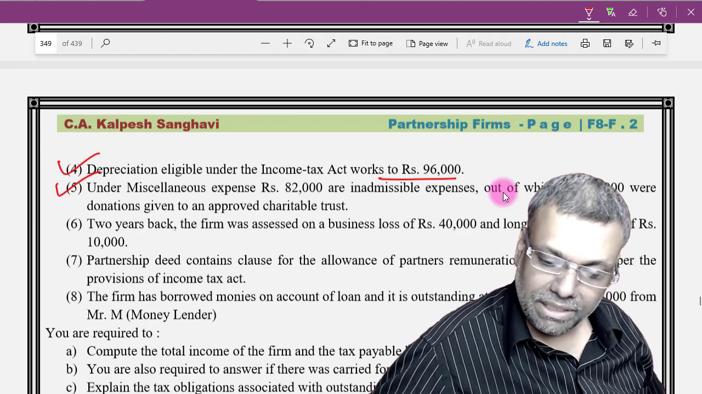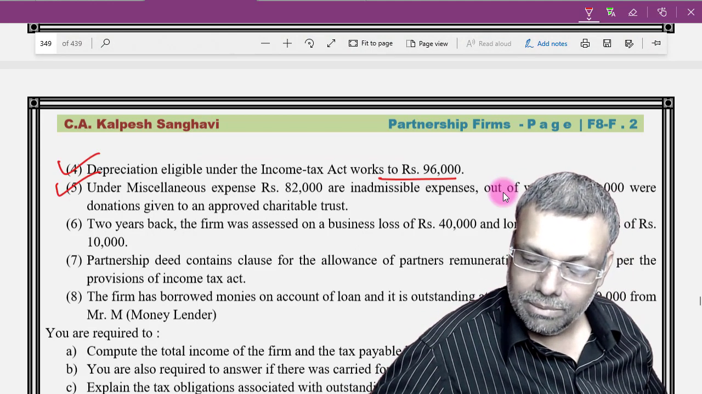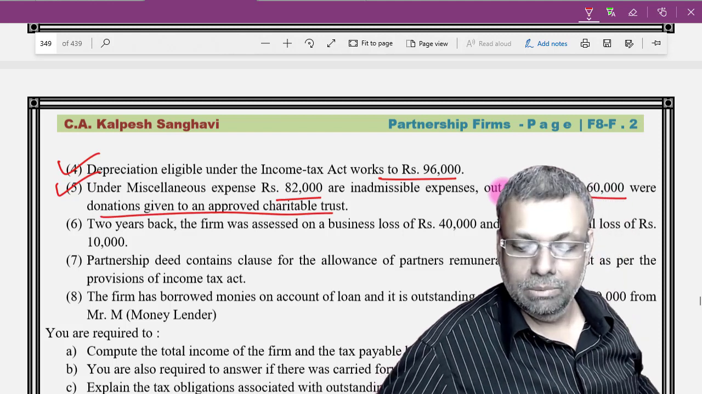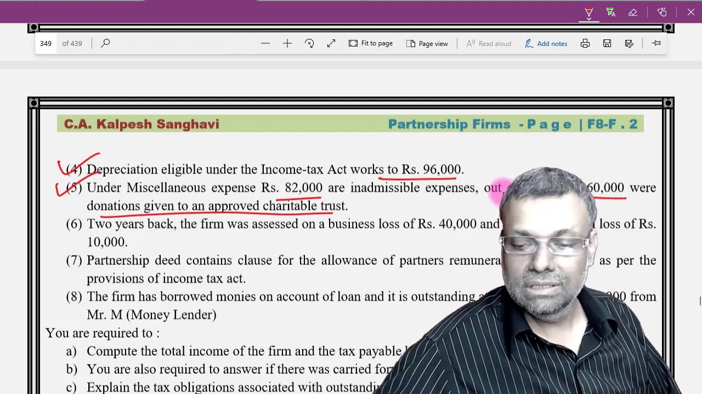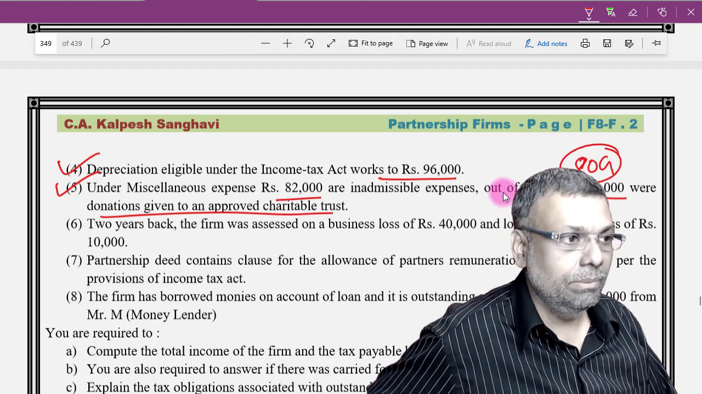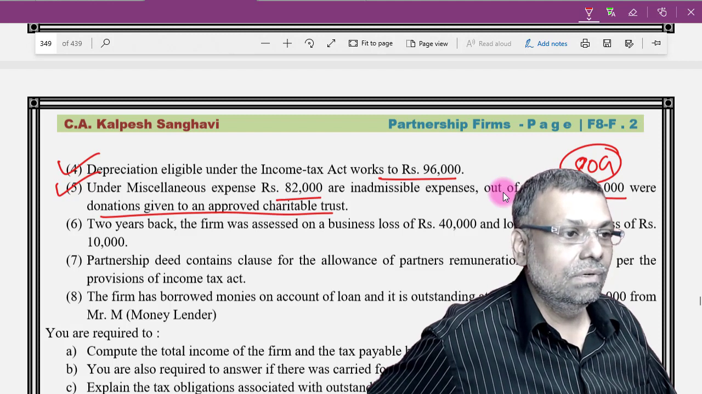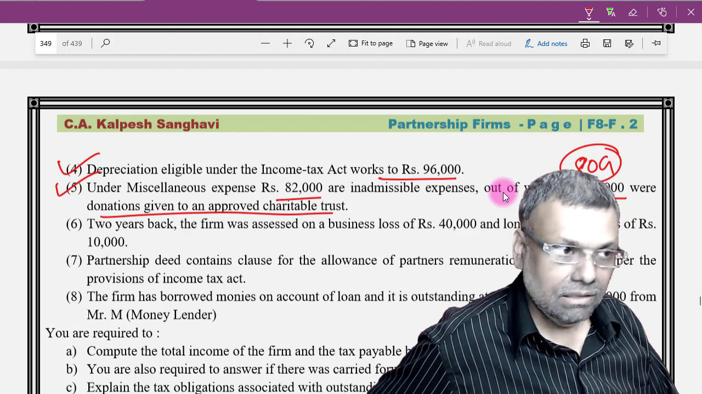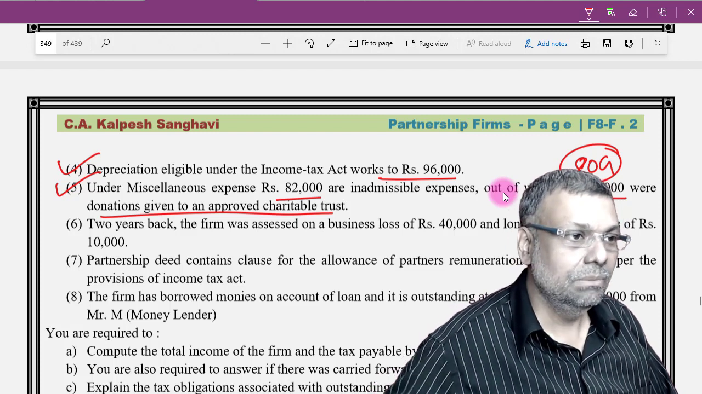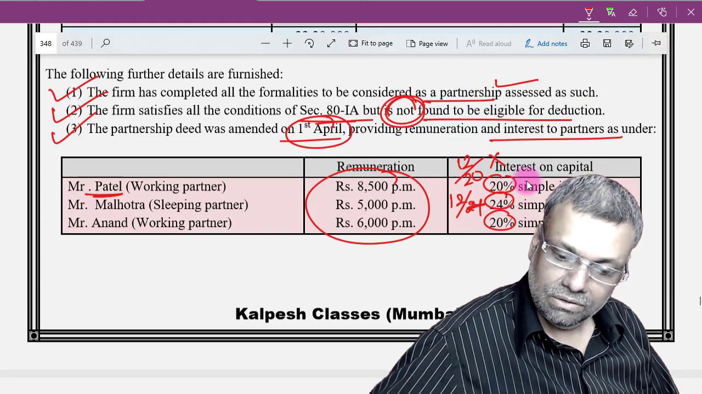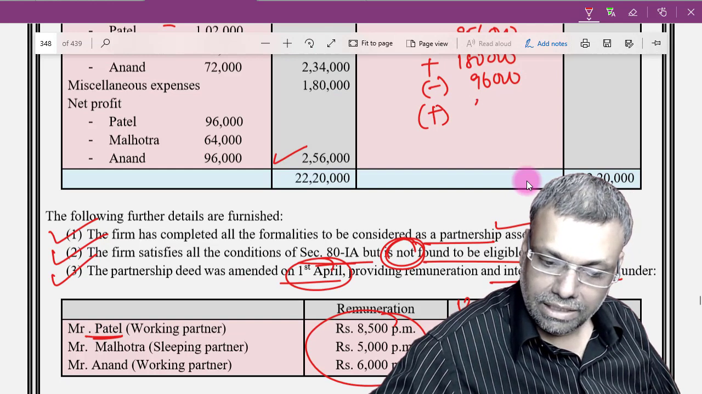Under the miscellaneous expense, 82,000 are inadmissible expenses, not allowable, out of which 60,000 were donations given to the approved charitable trust. For this 60,000 to an approved charitable trust, you will get 80G, so keep it in our back memory, but that is only after deduction under chapter 6A. That will take care, and 82,000 is not admissible, so I am going to add 82,000 straight away.